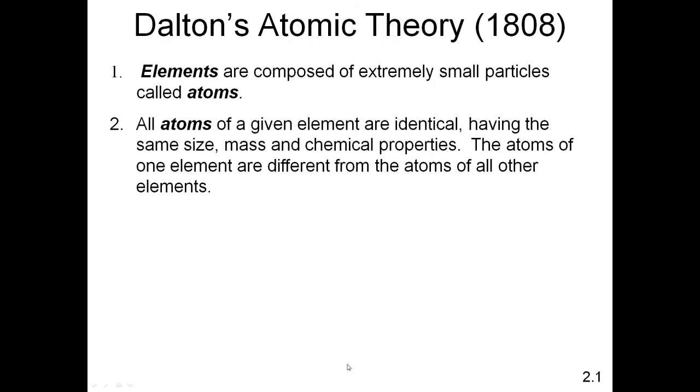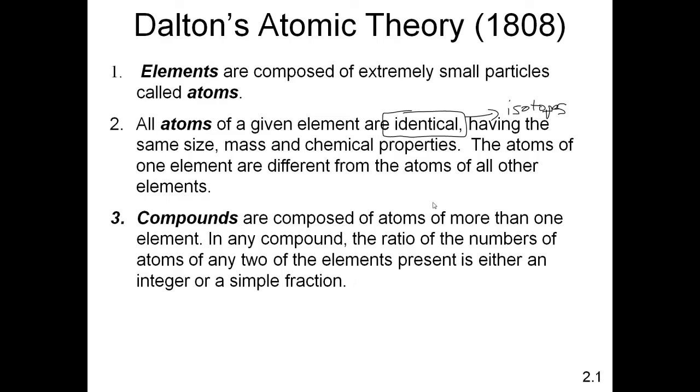The next thing is all atoms of a given element are identical, having the same size, mass, and chemical properties. And second, the atoms of one element are different from the atoms of all other elements. Where he went wrong is this right here. All atoms of a given element are not identical. Why not? We have isotopes, atoms with the same atomic number but different mass number, so the neutrons change.